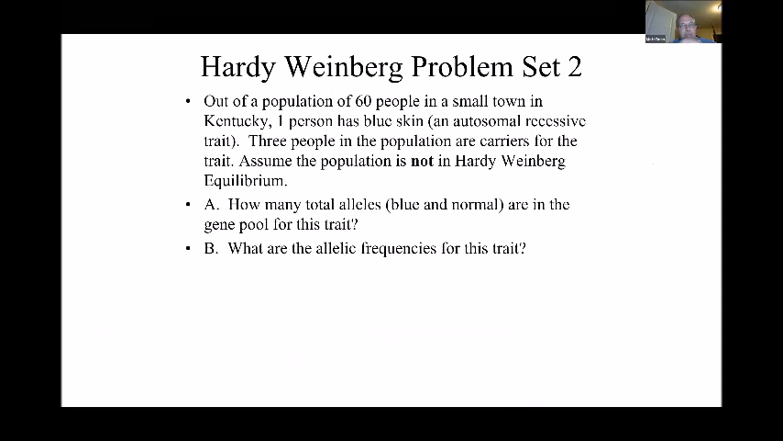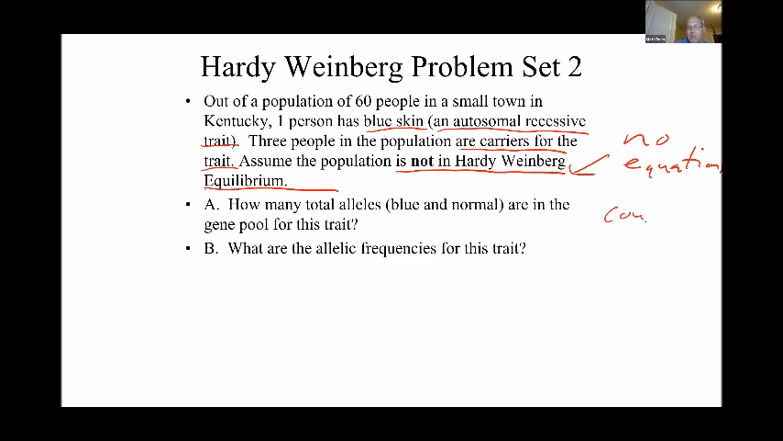So notice on this one, out of a population of 60 people in a small town in Kentucky, one person has blue skin, an autosomal recessive trait. By the way, this is a real thing. 3 people in the population are carriers for the trait. Assume the population is not in Hardy-Weinberg equilibrium. And remember, that means we can't use the equations. We only use the equations when the population is in Hardy-Weinberg equilibrium. So on a problem like this one, we essentially have to count alleles.